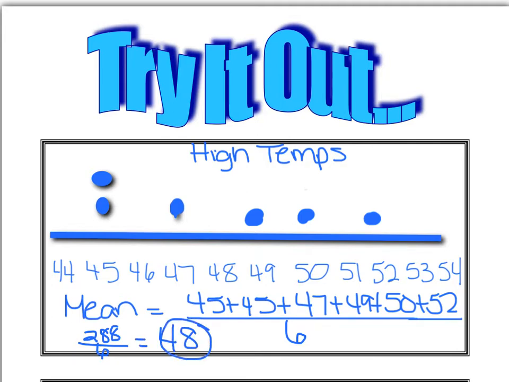One thing I want you to start to notice is that your mean should always be somewhere within the data set. It can never be smaller than the smallest number or bigger than the biggest number, because that would not make sense. We're looking for kind of an average, so it has to make sense.